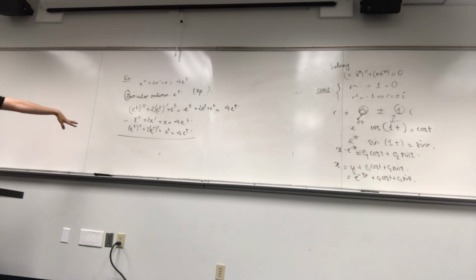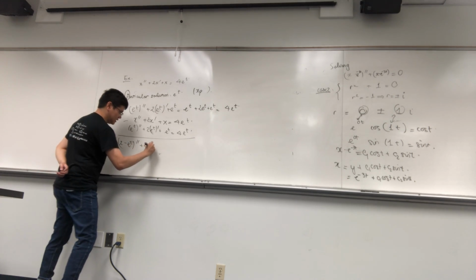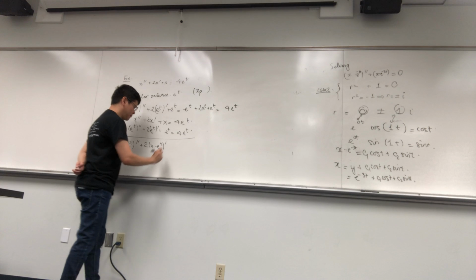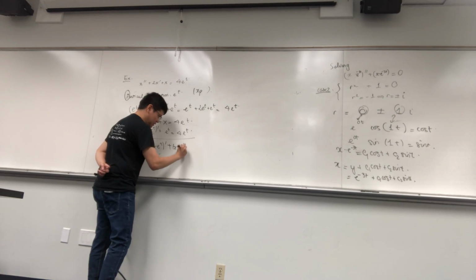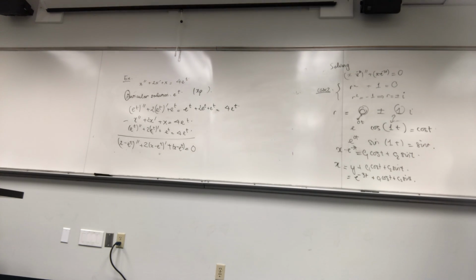If I subtract the two equations, what do I get? x minus e to the t to the second derivative plus 2 times x minus e to the t to the first derivative plus x minus e to the t is 0. So when I subtract the two equations, I have x minus e to the t second plus 2 times x minus e to the t prime plus x minus e to the t is 0, right? Which means that x minus e to the t is the solution of the homogeneous equation.